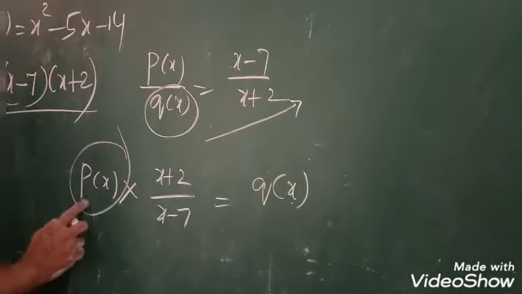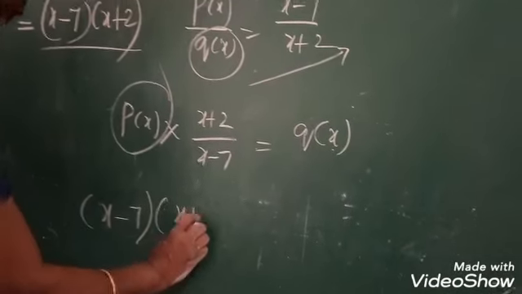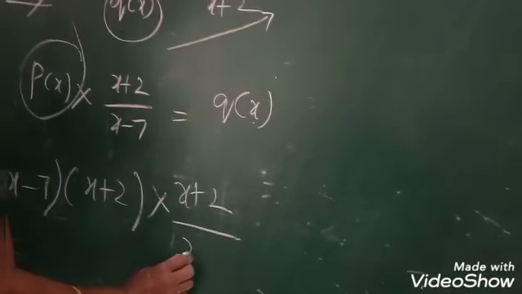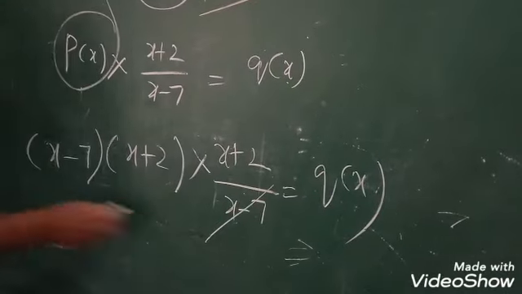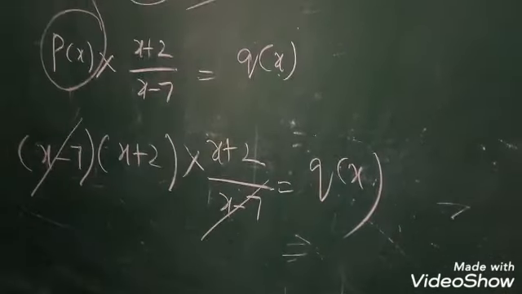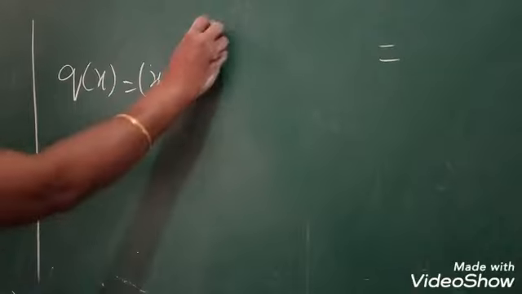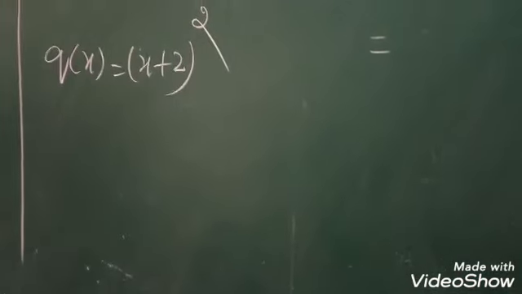Now I am going to apply the p of x value, which is x minus 7 and x plus 2. You multiply it with x plus 2 divided by x minus 7, and you will get q of x. Okay, now the x minus 7 cancels. So what is the remaining? Q of x is equal to x plus 2, two times, so x plus 2 the whole squared. This is the answer for the fifth sum. Okay, girls?